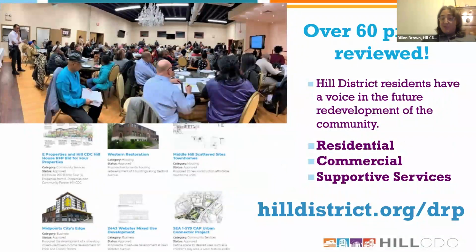So we've actually reviewed over 60 projects in those 10 years, which is a really awesome achievement, and it says a lot about the future of our neighborhood. If you are interested in looking at any of the projects that the DRP has reviewed, you can go to our website at hilldistrict.org/DRP. We really do strive to be as transparent as possible with our review process because it is so important that residents are engaged on the projects that are coming into their neighborhood. And this is our way of making sure that residents have an actual voice in the redevelopment of their community. Next slide, please.